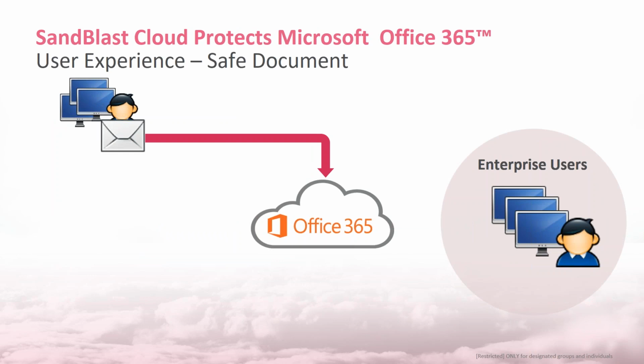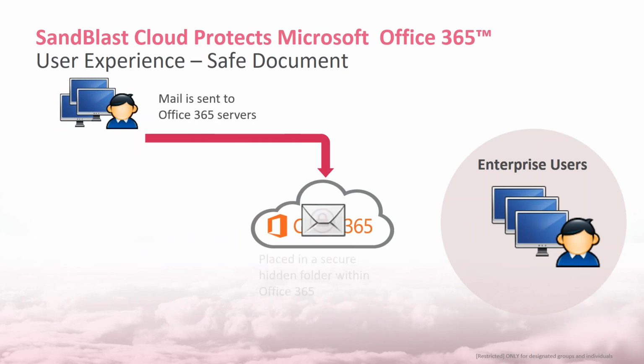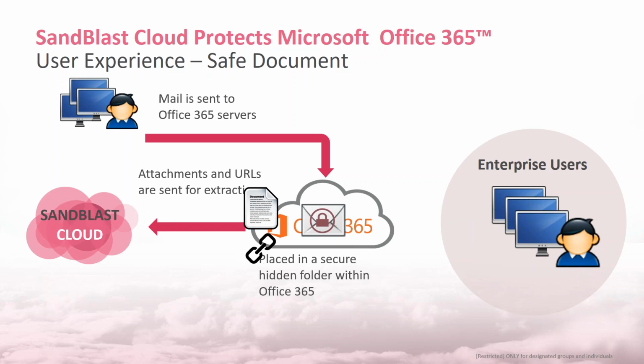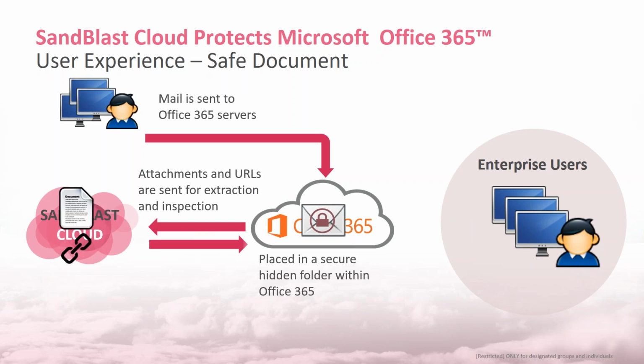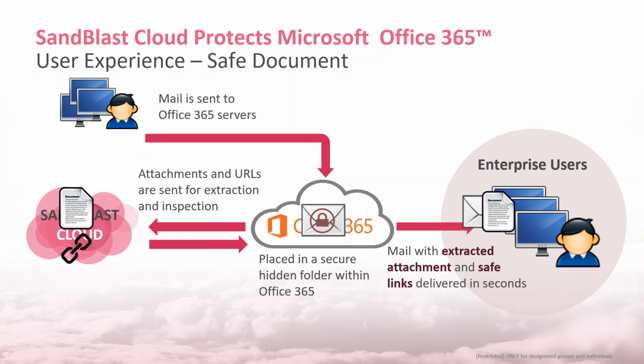Now, let's say, for example, we send a safe document. Okay, what we do with the solution in a more preventative mode is we will hide the message in a secured folder within Office 365 so the user doesn't see the message as it arrives. What we can then do is extract the elements of the file, the attachments, the links, the URLs, and we can send them to the Checkpoint Sandblast Cloud to get a verdict on those elements.